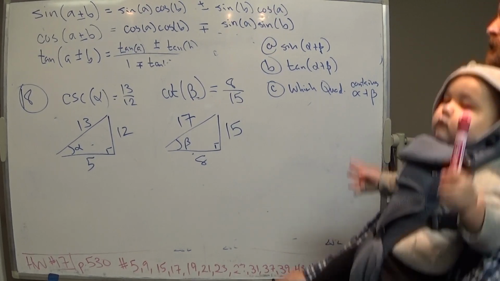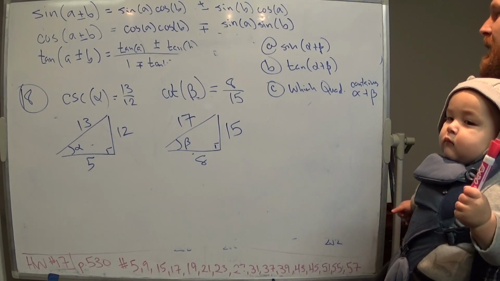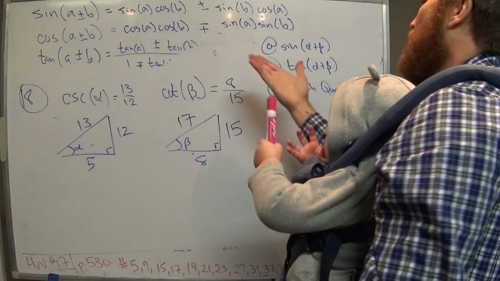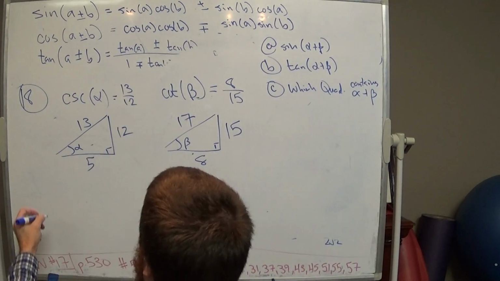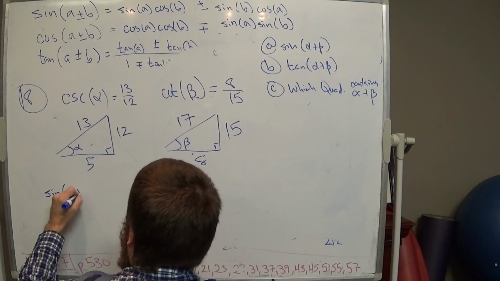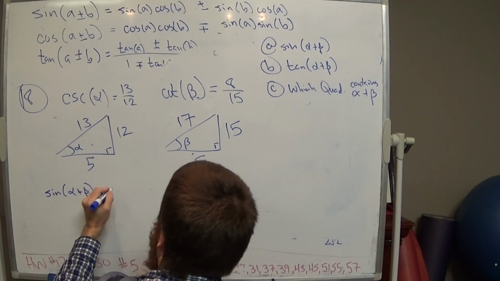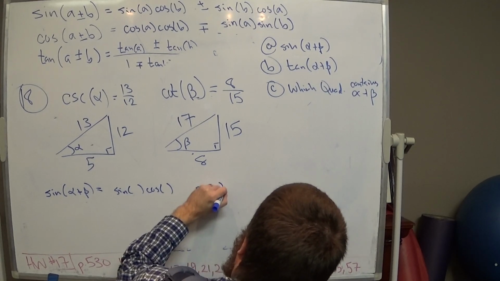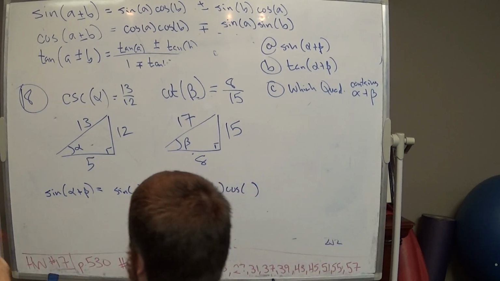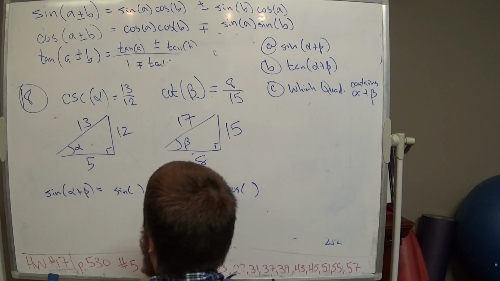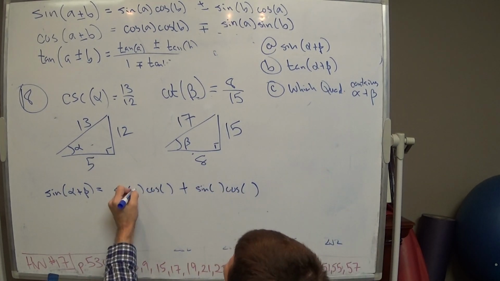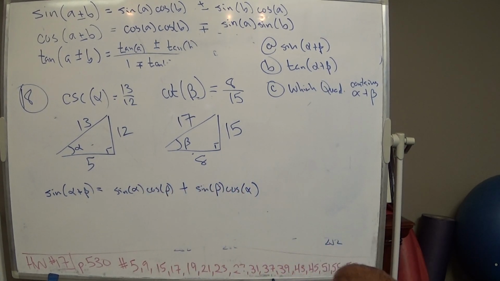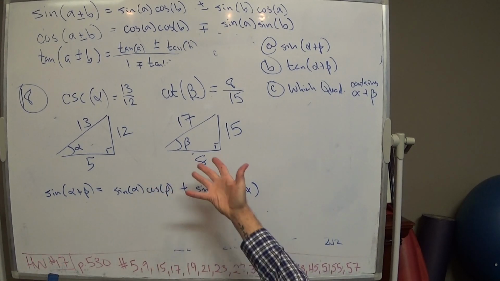All right, now sine of alpha plus beta. Let's just use a formula. Sine of alpha plus beta is equal to, okay, I know that sine is the one that goes sine cos. Sine is the same sign, so if that's a plus, that's a plus. Now, we want sine alpha cosine beta plus sine beta cosine alpha. Okay, well now it's all right there, isn't it?